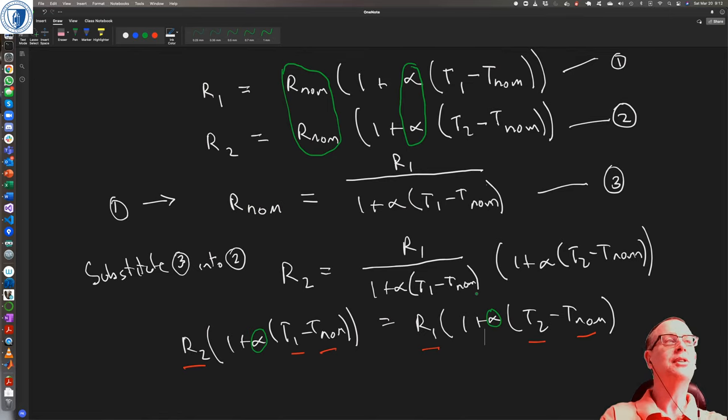And then you can solve for alpha. Once you've solved for alpha, you can then substitute that value for alpha back into equation 3, and that'll give you the nominal resistance.